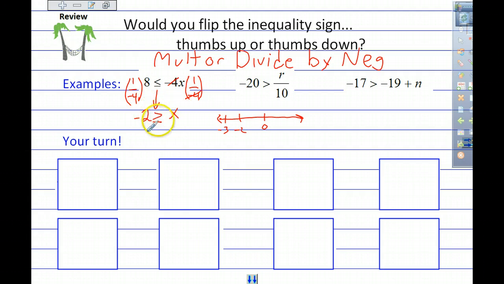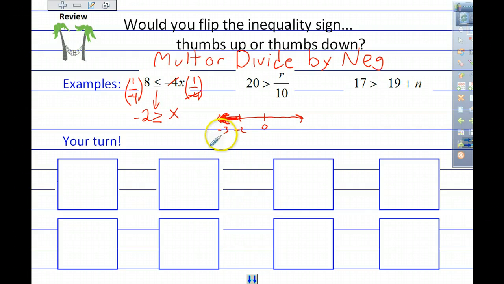Is -2 greater than 0? No. -2, a negative number, is not bigger than 0. So 0 is not an answer. That will let you know that it's everything to the left, everything on the other side. Okay, it's only when it's true is it an answer.